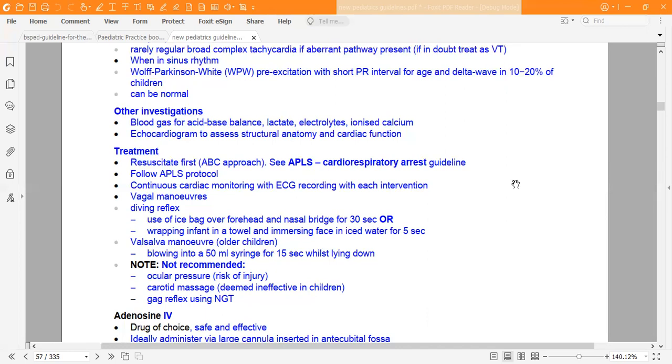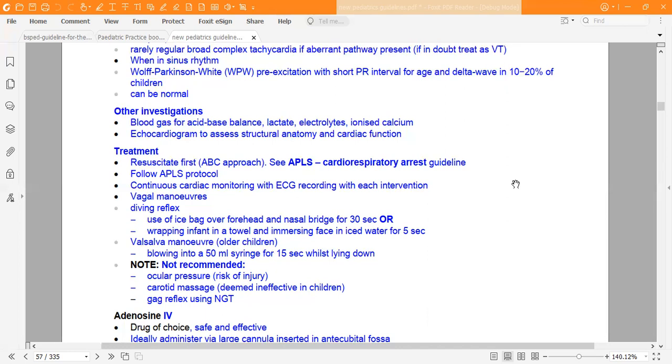So again, the diving reflex, what does it mean? Use an ice bag over the forehead and nasal bridge for 30 seconds, or wrap the infant in a towel and immerse his face in iced water for 5 seconds. The other thing that we can do is the Valsalva maneuver, which can be done in older children. They understand, and you explain to them what they should do.